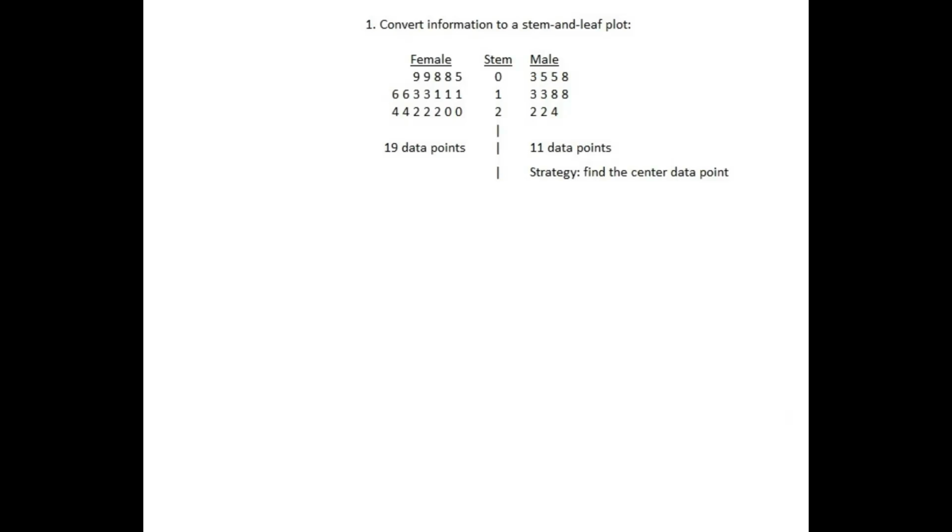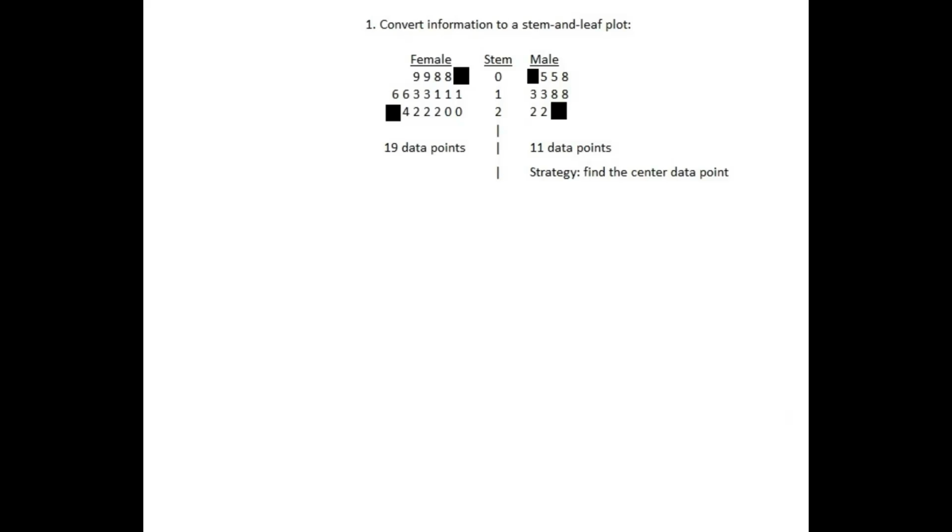Since they're both odd numbers, and yes, this does kind of remind us of what we did with box and whiskers, since there are odd data points on both sides, the strategy is to find the center data point. Finding it with a stem and leaf plot is a little bit different, and you can actually just cross off if you're careful about it. And I'll show you what I mean.